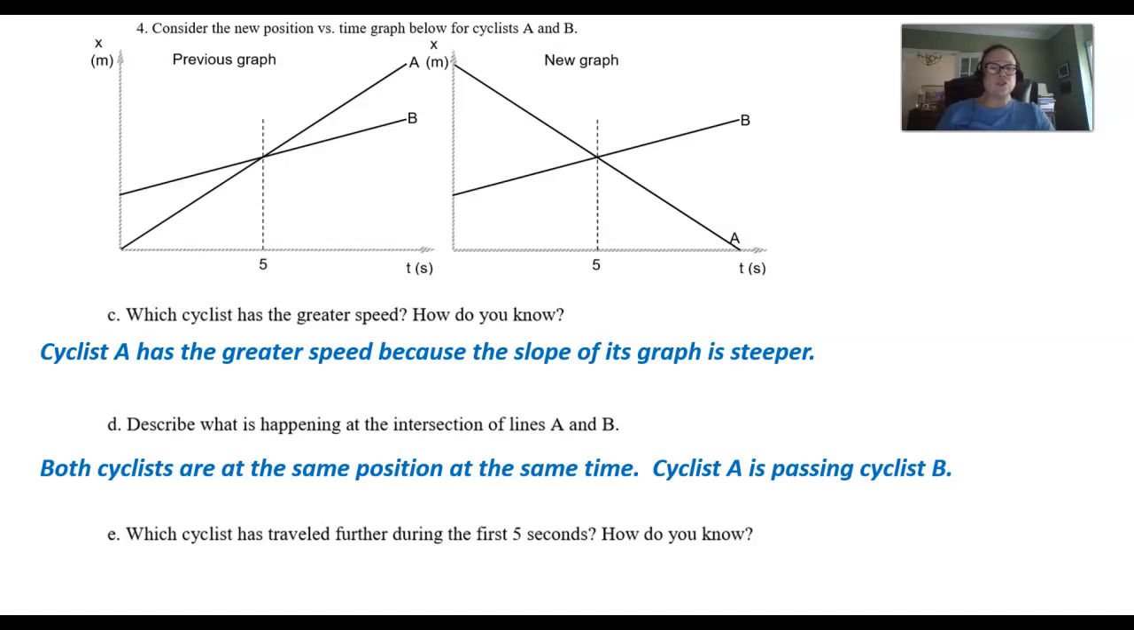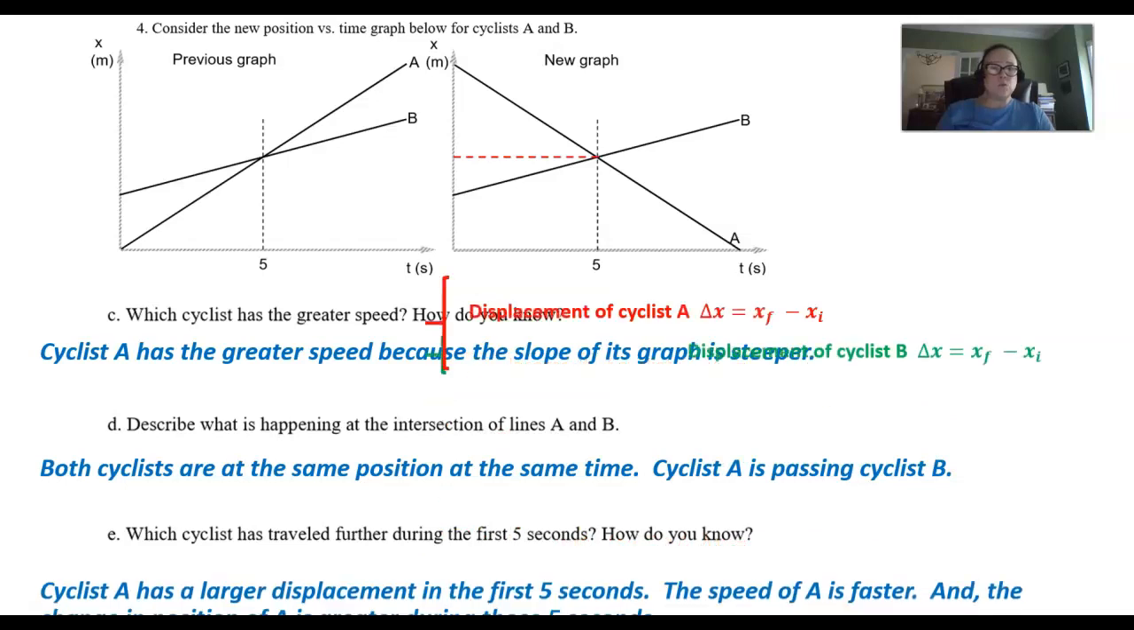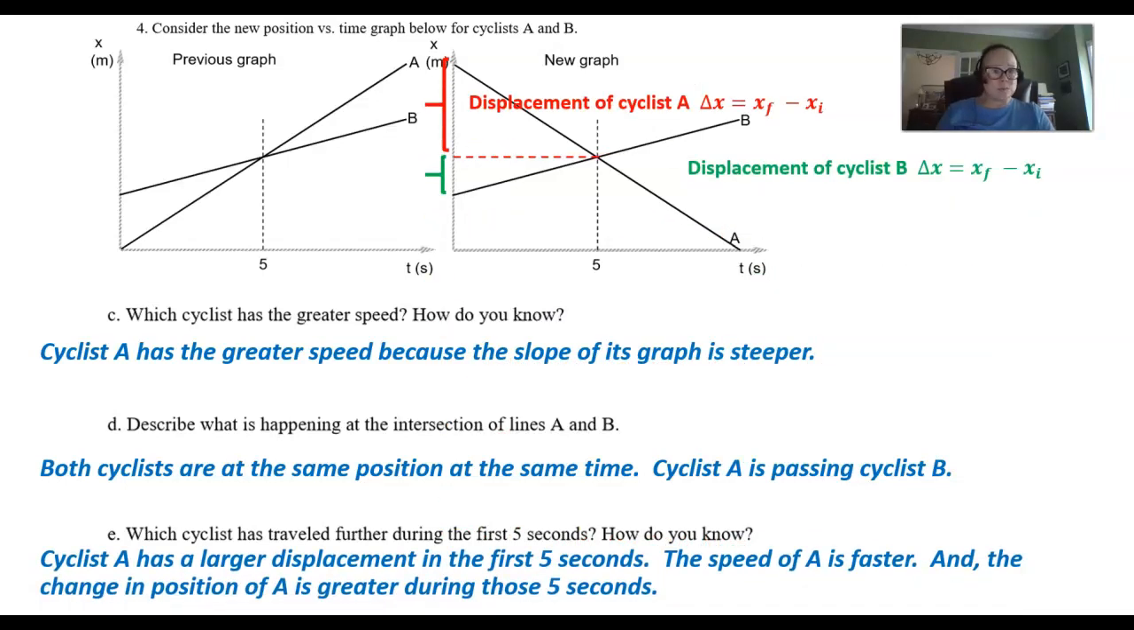Which cyclist has traveled further during the first 5 seconds? Now this is an interesting question. So I probably want to look at the displacement of each cyclist during that first 5 seconds. And to find the displacement, I need to take the difference, the final position, that's the position at time 5, minus the initial position, which was the position at time 0.